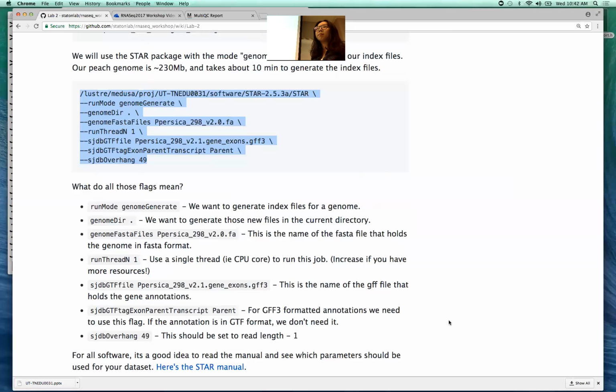What prompted the switch? If you go to the Bowtie website, they're no longer maintaining it. They are recommending that everybody move over to HiSat. HiSat is a perfectly great program. We chose to teach STAR because it's super easy to install and it's super fast.